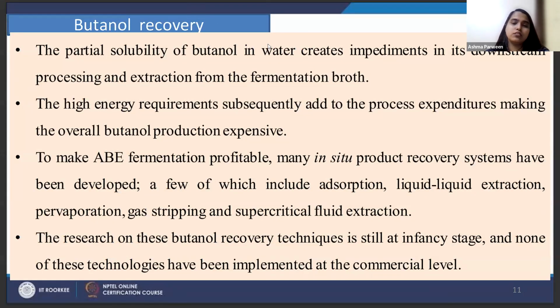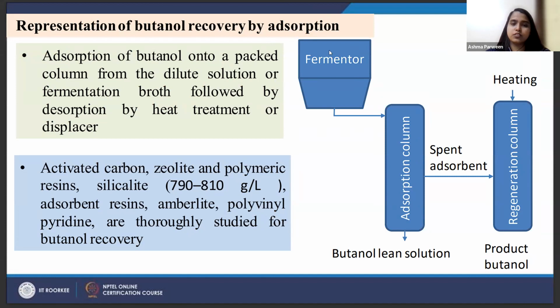There are various methods to recover butanol from the product. The first one is through adsorption. Here is a fermenter, and next is an adsorption column. The product is passed through this column, and then we get the butanol. Then the column gets exhausted. After the column is exhausted, a new column is put in its place, and the exhausted column is regenerated, and we get the output from this column in the form of butanol.